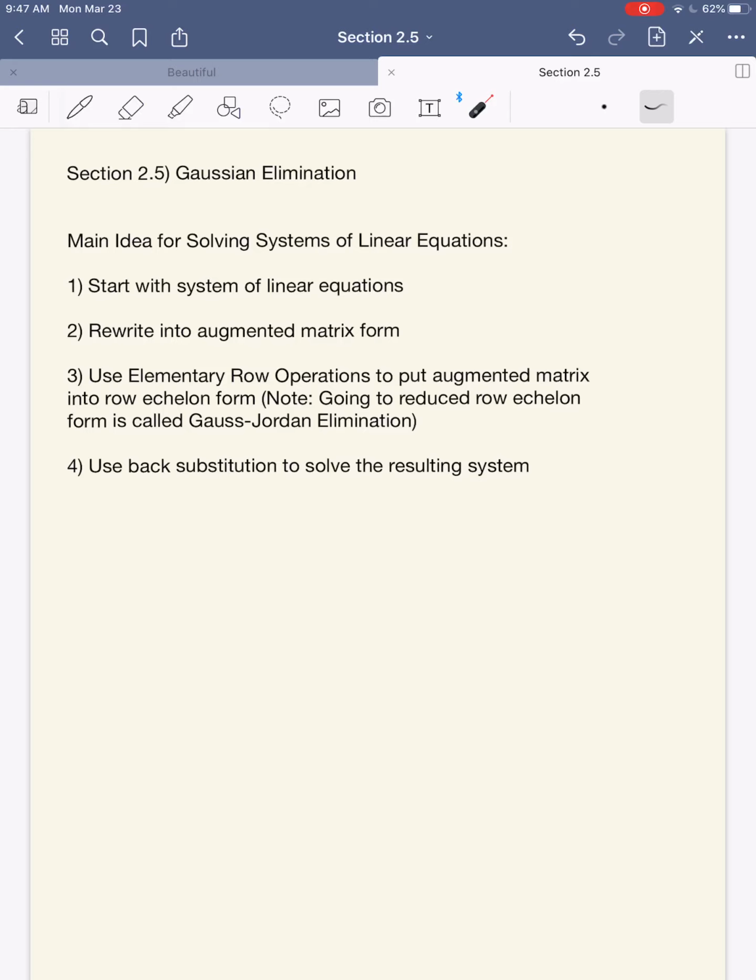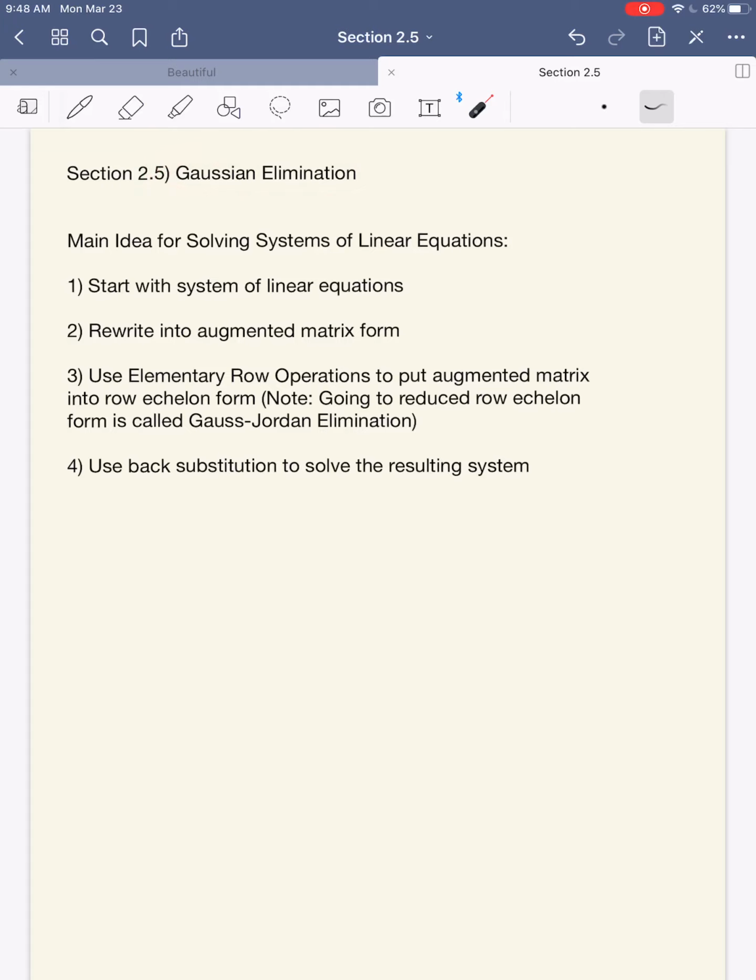Then we're going to use elementary row operations. Remember, we have three elementary row operations. You can interchange or permute two rows. You can multiply any one row by a non-zero scalar. And you can add a non-zero multiple of one row to another row. Those are your three elementary row operations. So you'll use those elementary row operations to put the augmented matrix into row echelon form. If you put it into row echelon form, you're technically doing what's called Gaussian elimination.